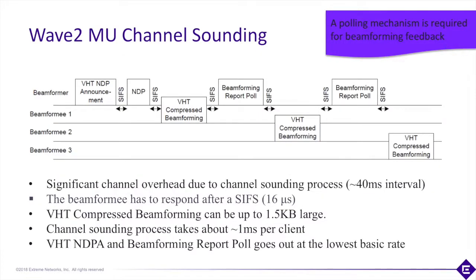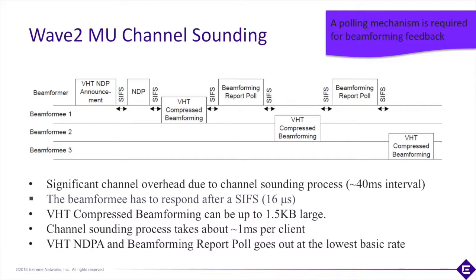So with multi-user MIMO, a couple things change. It still sends out the announcement packet with short interframe spaces between the packets, and it still sends out the null data packet, which, once again, has nothing but a header and some MAC information. There's not much in it. It's just asking the clients what they hear. So the first client responds, and then it'll send out a report poll, and the second client will respond, and so on. It'll keep doing that until it goes through all the different clients.